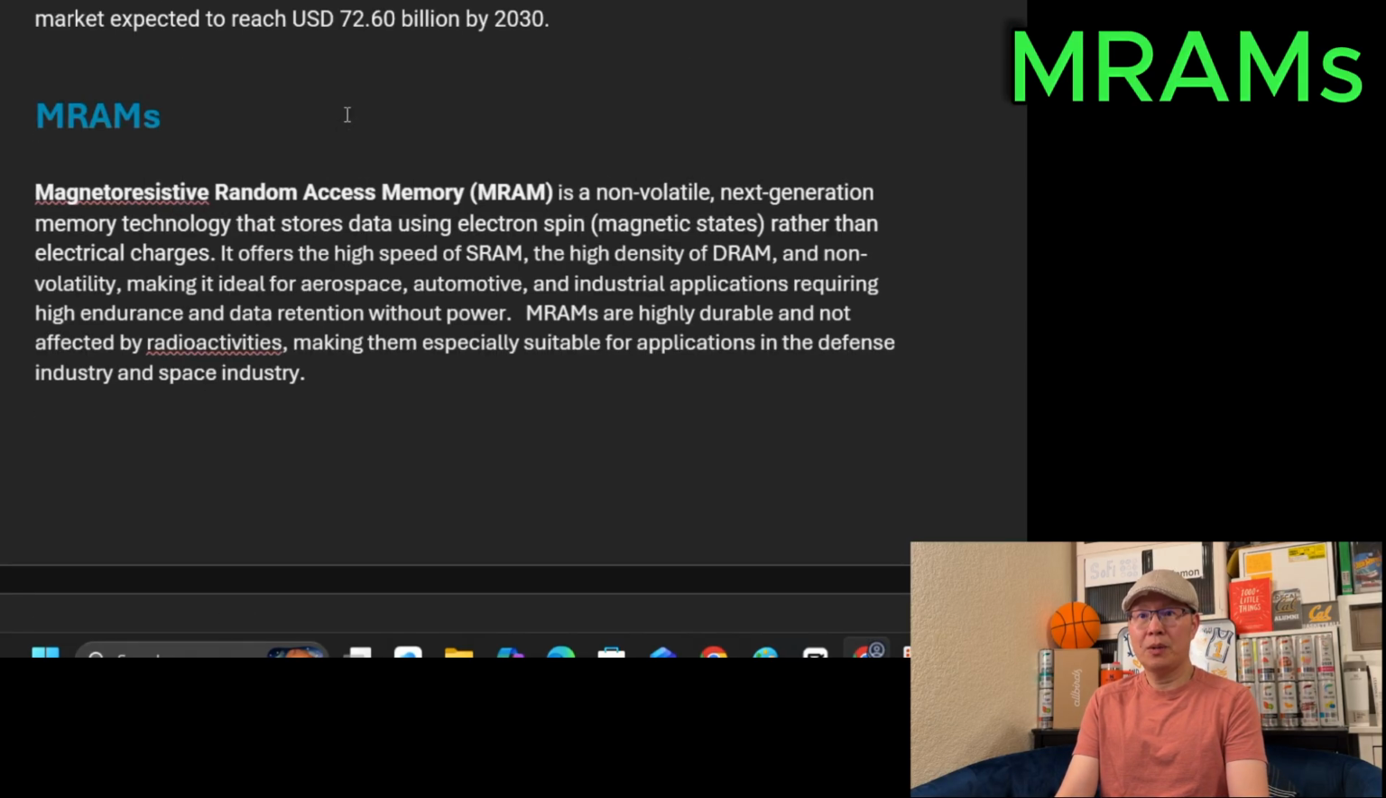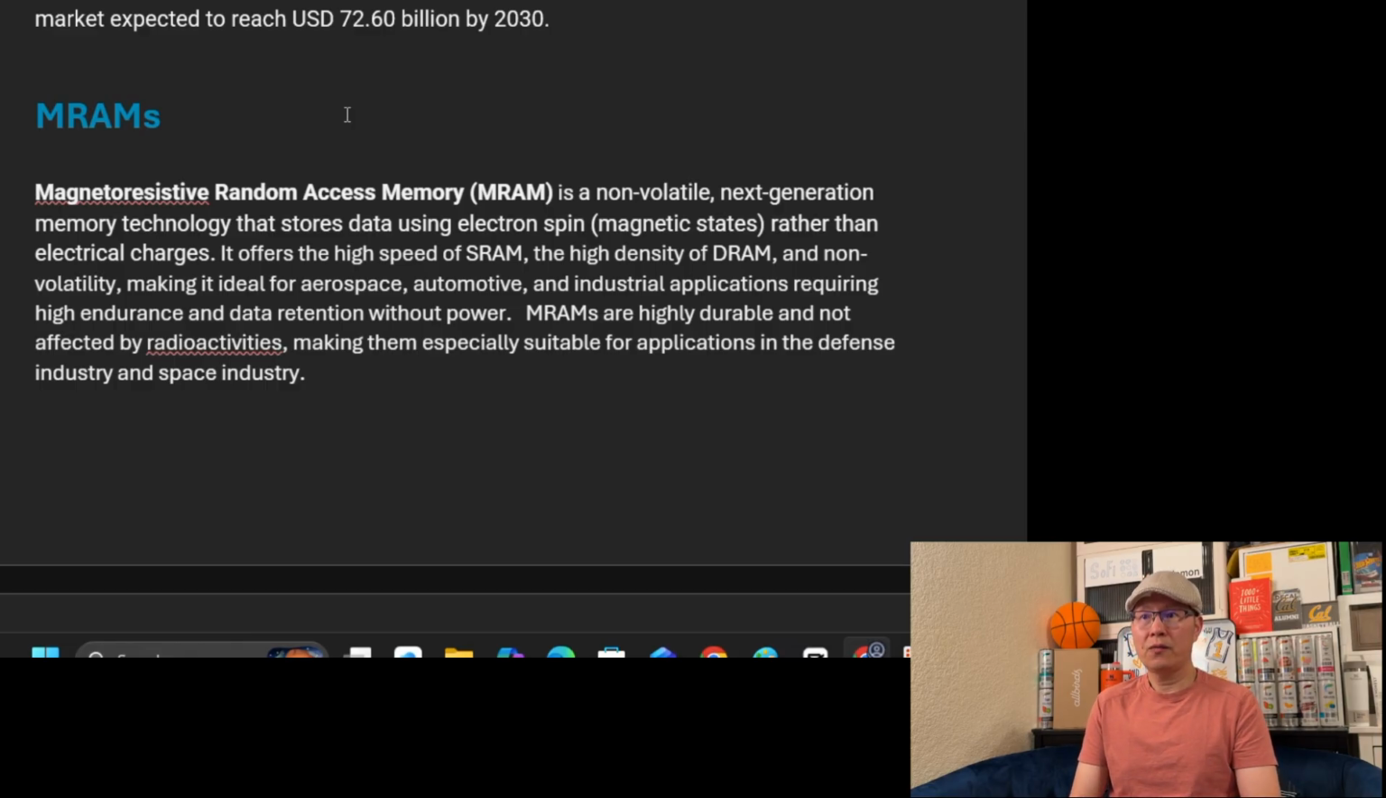Now, the main character has finally come on the stage. MRAM, magnetoresistive random access memory, is a non-volatile next-generation memory technology that stores data using electron spin magnetic states rather than electrical charges. If you are using electrical charges, once you unplug the power source, there is no electricity, and you cannot hold the charge. But with a magnetic state, even if you unplug it, the magnetic state has already been set. It will continue to hold that state until the next time you plug it in and override it.